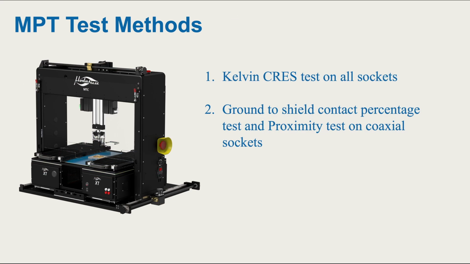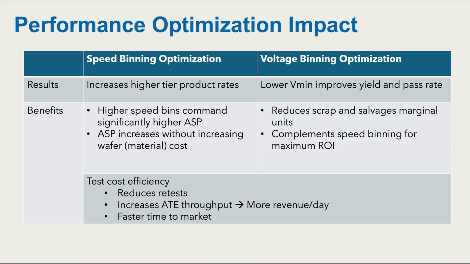Using the MPT and MTC, a Kelvin C-res test is performed on each socket pin with 1 milliohm accuracy to ensure acceptable C-res performance. For coaxial sockets, additional ground-to-shield contact percentage tests and proximity tests are performed to ensure effective shielding performance. The known good socket achieves higher-tier product rates during speed binning and improved yield and pass rate with better Vmin performance, which directly translates into higher revenue.